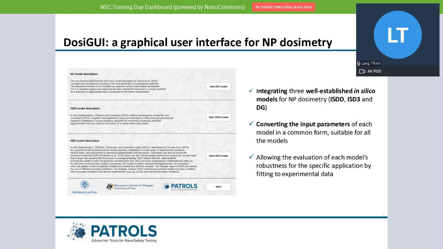So you don't have to worry about the maths, but they made it into a user-friendly interface that you can use. And at the moment in our science, there are three such models: the DG model, the ISDD model, and the ISD3 model. Here that gives you a different description of each of these types of model, and you can choose which one you think is the most appropriate to the condition that you have.